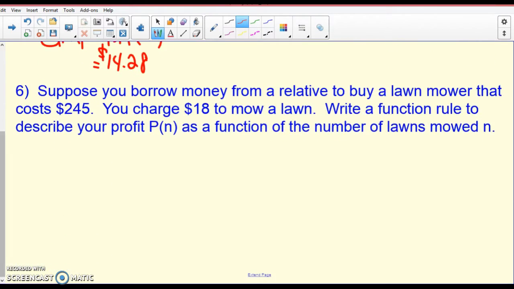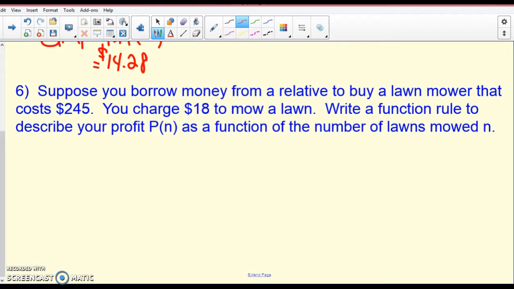Okay. Suppose you borrow money from a relative to buy a lawn mower that costs $245. You charge $18 to mow a lawn. Write a function rule to describe your profit P of N as a function of the number of lawns mowed. So, you start out buying a lawnmower for $245 before you start your little summer job business, right?